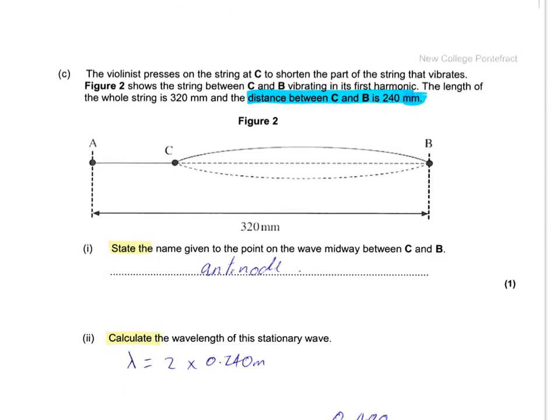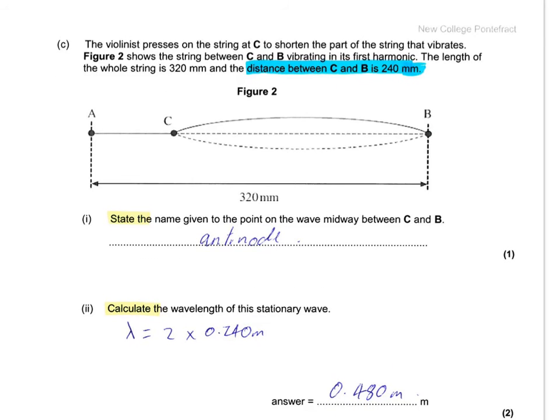Now the violin presses on the string at C to shorten the part of the string that vibrates. So between A and C is now not vibrating. Figure 2 shows the string between C and B vibrating on its first harmonic. The length of the string is 320 mil, and the distance between C and B is 240 mils. So the key thing here is that that number is not relevant. What matters is the length of the string that's actually in use, which is the 240 mils. State the name given to the point on the wave midway between C and B, so that's where I'm going to have maximum displacement when I've got the first harmonic, so that is an antinode.